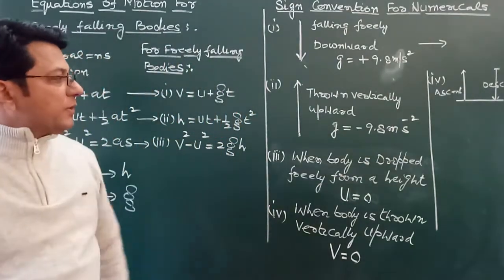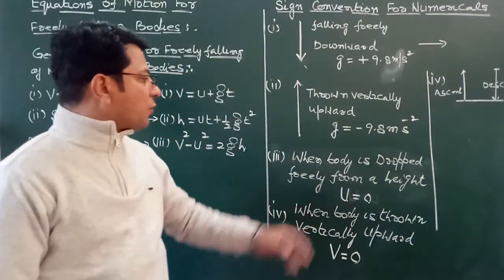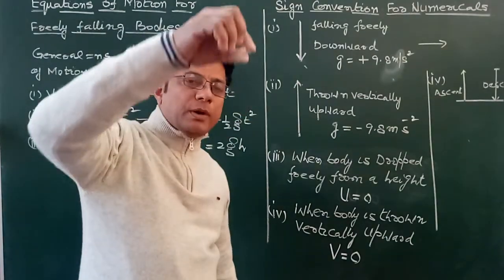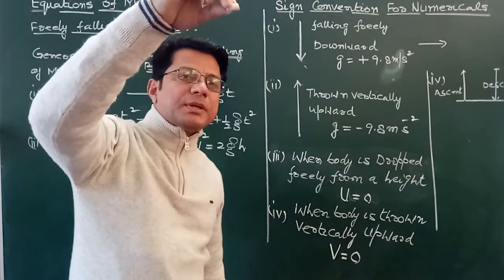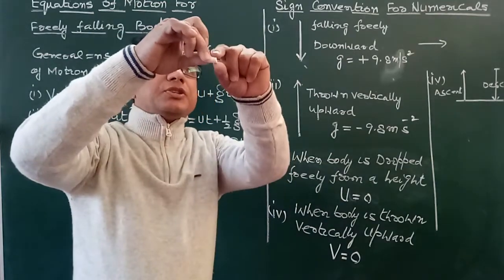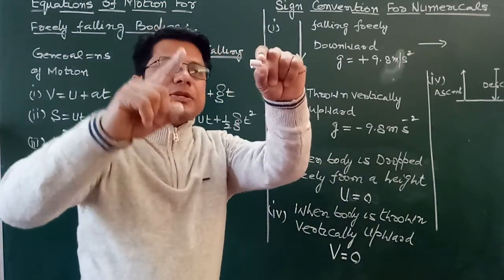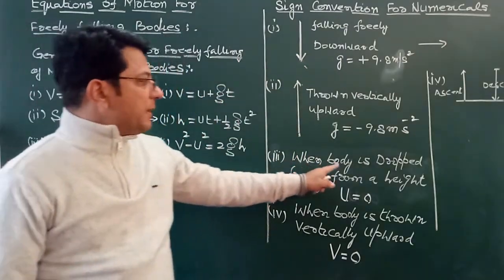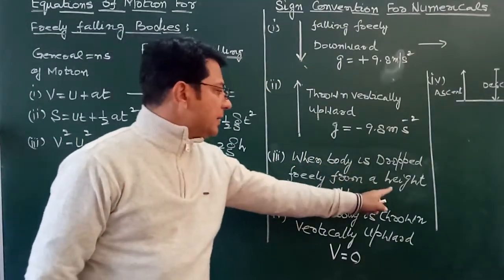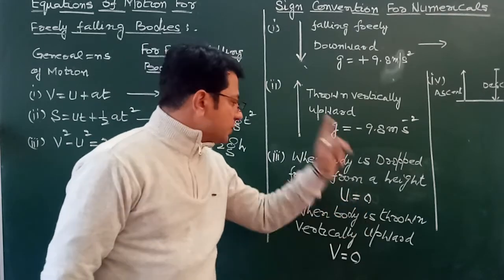The third sign convention is when a body is dropped freely from a height. When a body is dropped, for example, this is a chalk, I am dropping this chalk from this height, then its initial velocity, that is U, is equal to 0. When a body is dropped freely from a height, then U is equal to 0.